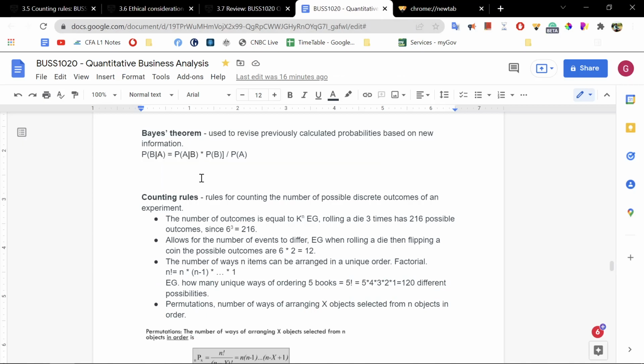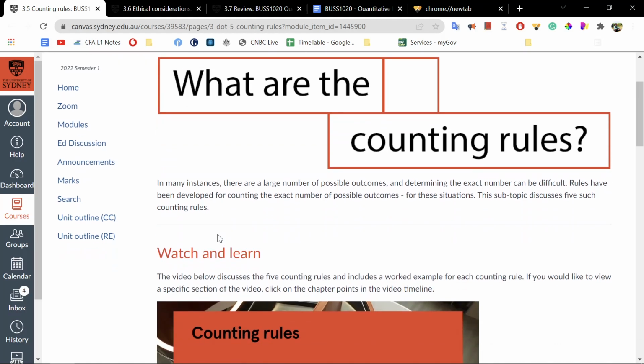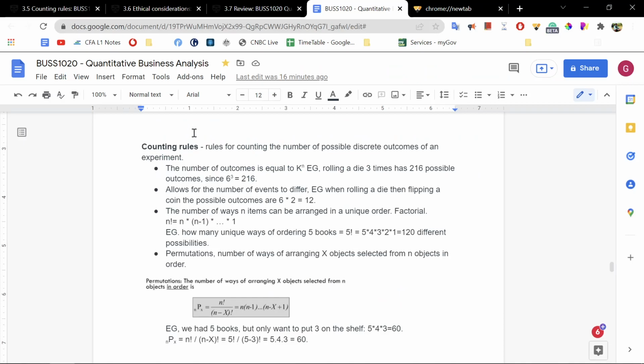All right, let's talk a little bit about counting rules. Now, counting rules does not mean talking about 1, 2, 3, 4, 5. It talks about some numerical rules, okay? So, factorials. Counting rules are rules for counting the number of possible outcomes of an experiment. There are a few of these counting rules. The number of outcomes is equal to k to the power of n. For example, rolling a die 3 times has 216 possible outcomes, since 6 to the power of 3 is equal to 216.